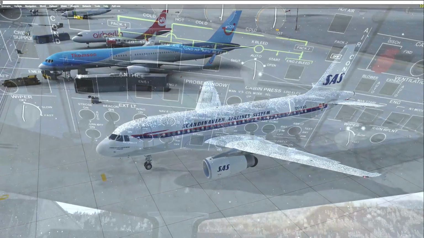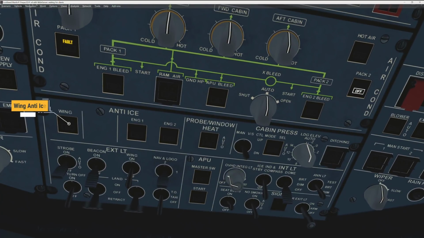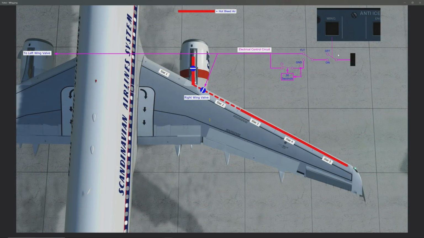So off we go into the flight deck, and on the overhead panel you have a wing anti-ice push button, push buttons for the engine anti-ice, and also a push button for the probe and window heat. So let's go left to right to explain the functions of these push buttons.